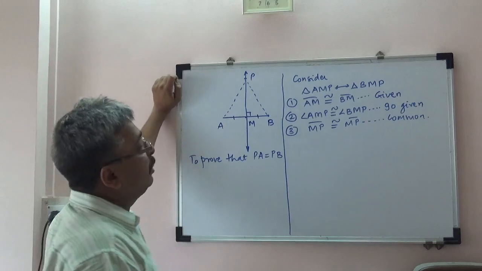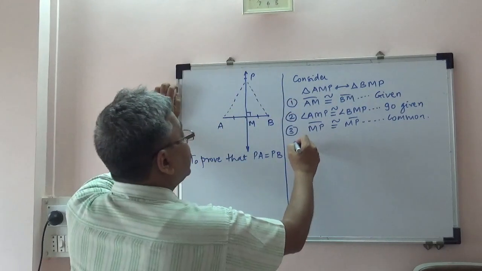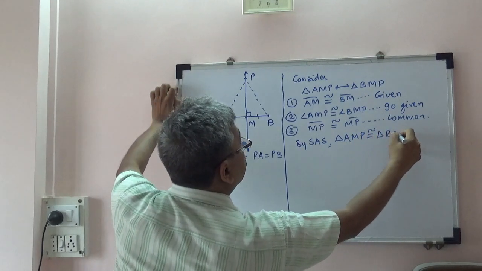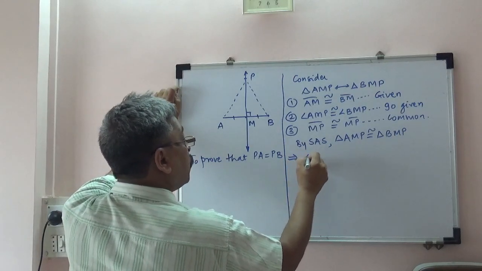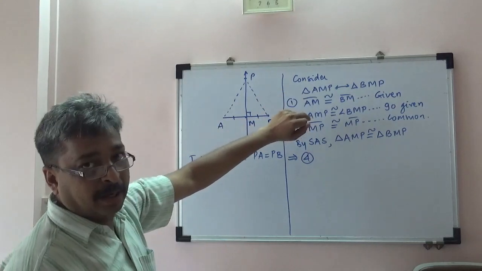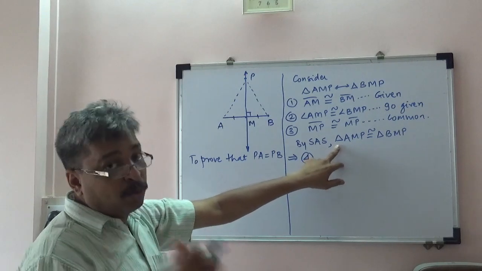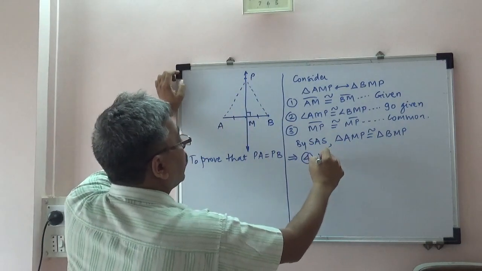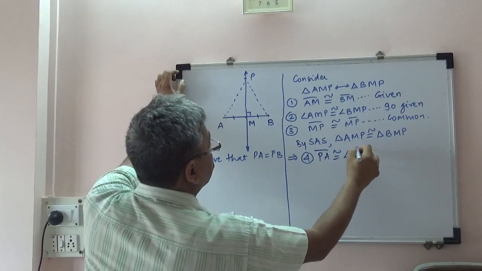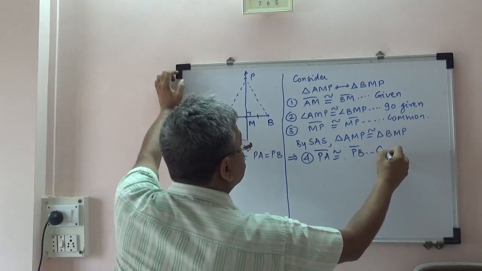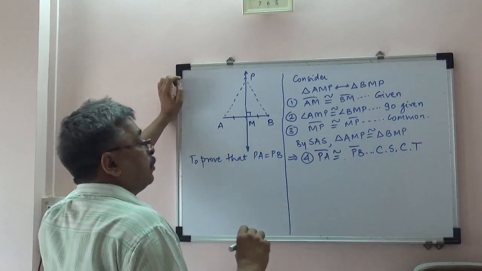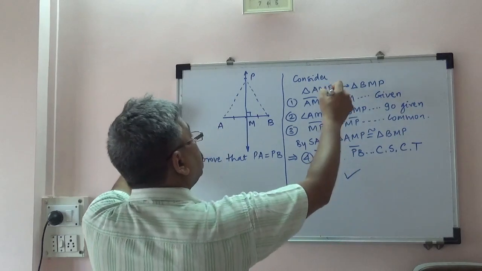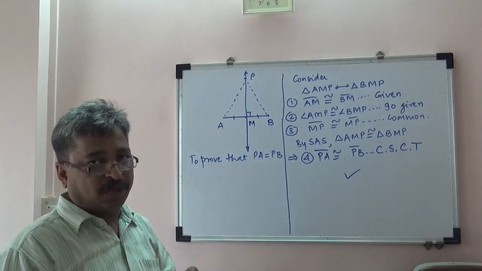So now I have completed the 3 required elements and they are in the order SAS. Therefore, by SAS, triangle AMP is congruent to triangle BMP. Now this implies 4. Actually, I have used 2 sides and 1 angle for proving the triangles to be congruent. Therefore I have 1 side and 2 angles available because of this congruency, but I require only 1. Therefore 4th, side PA congruent to side PB by corresponding sides of congruent triangles. So this is our last statement, which is the same as this: PA is equal to PB. Therefore, 1, 2, 3, 4, 5, 6 lines of proof for this particular problem.